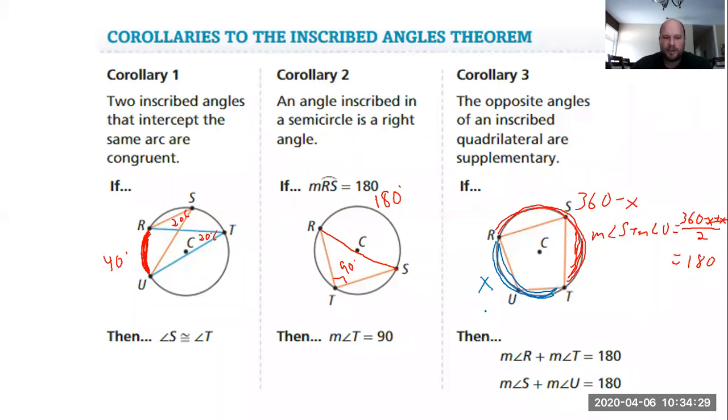Since we know the angles are half of that arc, if you have two angles that are intercepting the same arc, they must be congruent, because the measure has to be half of the arc. I used the example of 40 there: the arc is 40, so one angle is 20. The arc is 40, so the other angle is also 20. They must be congruent. So again, a corollary is just a theorem that's based off of another theorem.